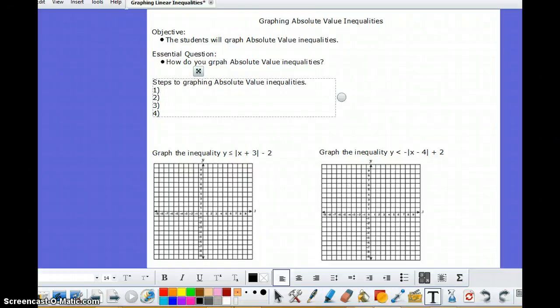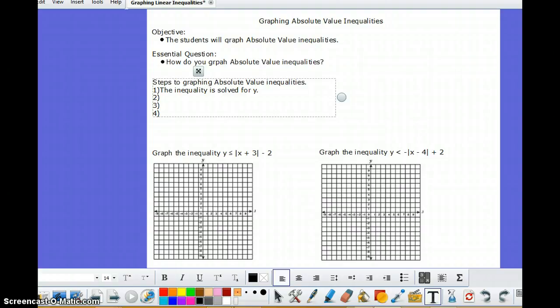Alright guys, so we just got done with graphing linear inequalities. Now we're going to talk about graphing absolute value inequalities. So just like the other one, we want to make sure that the inequality is solved for y. If it's not, we got to get it that way. Most of them will be though, so you won't have to worry about that part.